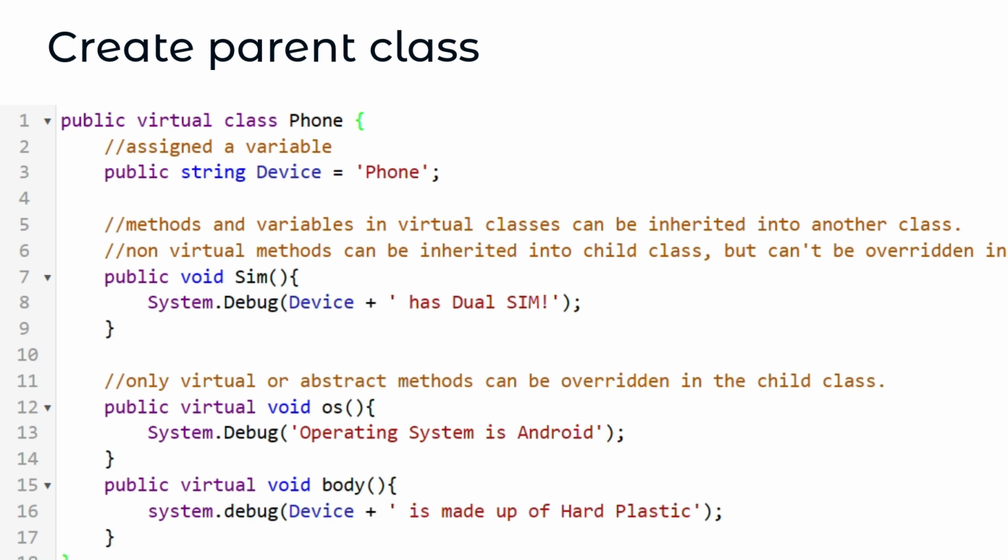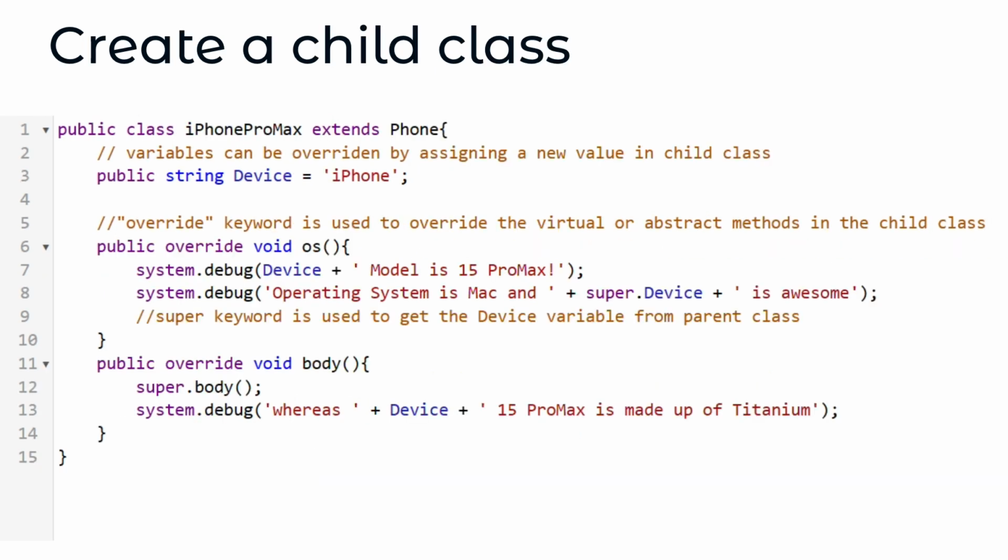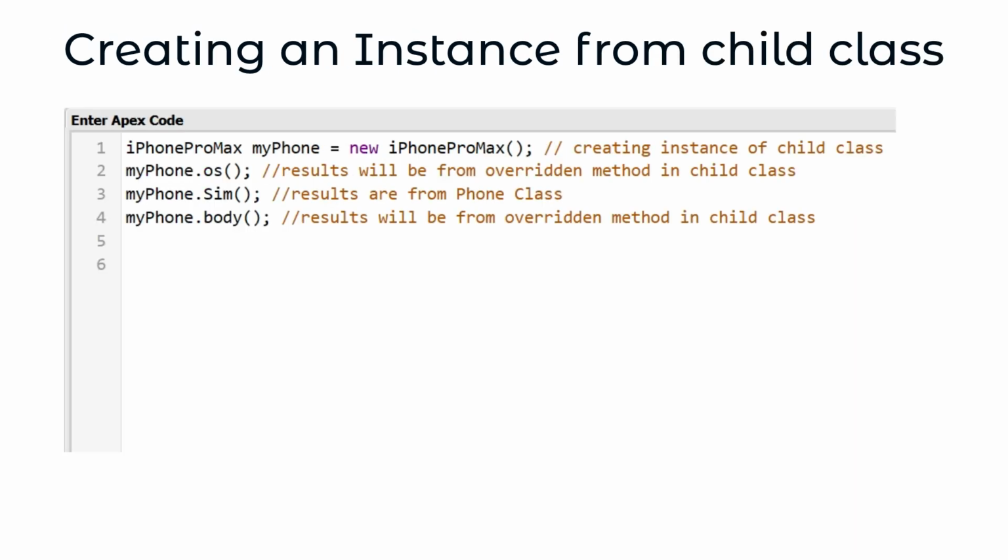Let's save this class and create the child class called iPhone Pro Max. I have reassigned a different value called iPhone to the device variable. Then I have overridden the OS and body methods using the override keyword. If you closely observe lines 8 and 12, I have used the super keyword to get the method and variable directly from the parent. Now let us create an instance and check the results in the anonymous window.